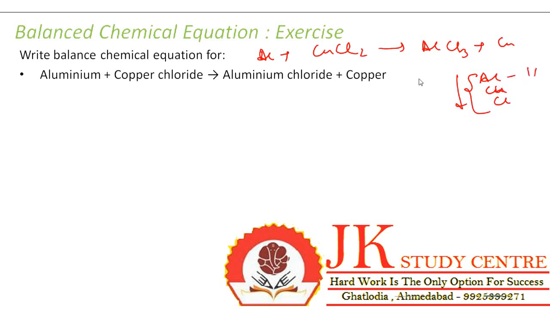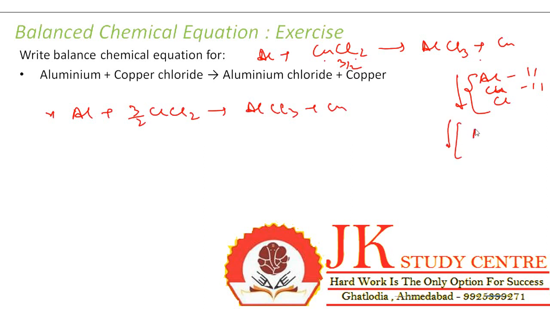Correct? So let's check the aluminium part. Aluminium is 1 here, balanced, right? Copper is 1 here, balanced. Chlorine is 2 here and there is 3. So what I can do is I can multiply this guy by 3 by 2. So what you get here is aluminium plus 3 by 2 copper chloride, aluminium chloride plus copper. So now if you see my equation, aluminium is 1, both sides 1. Copper is 3 by 2 here and 1 here. So we'll multiply 3 by 2 here.